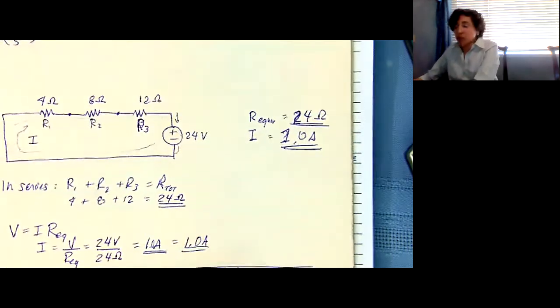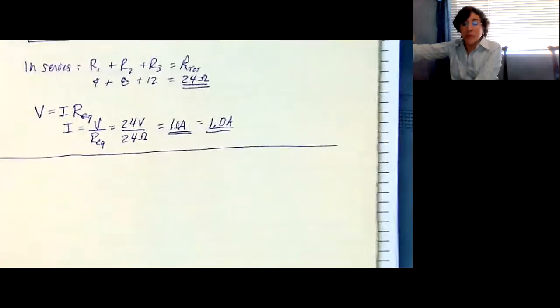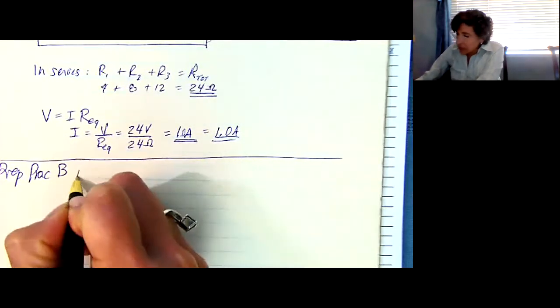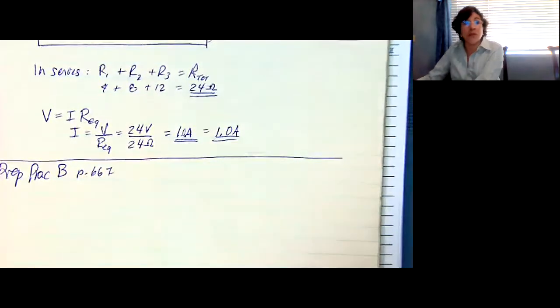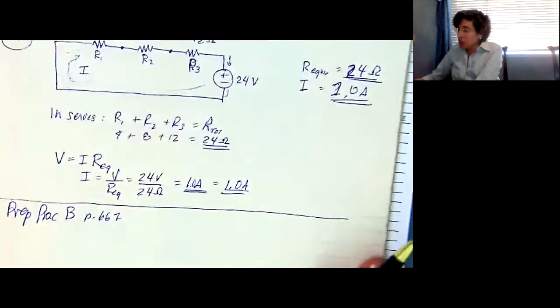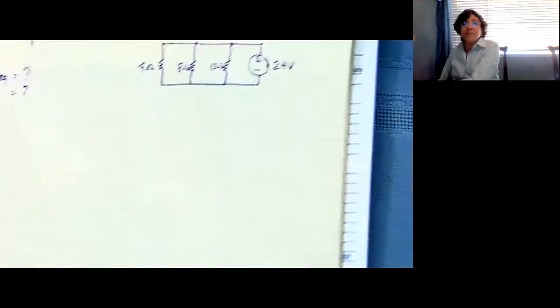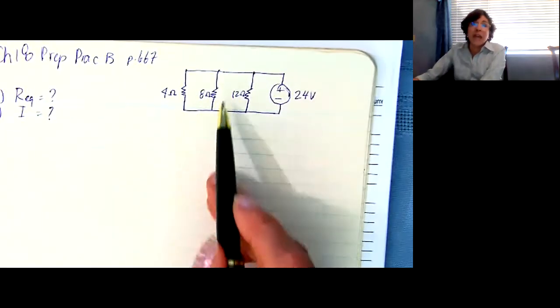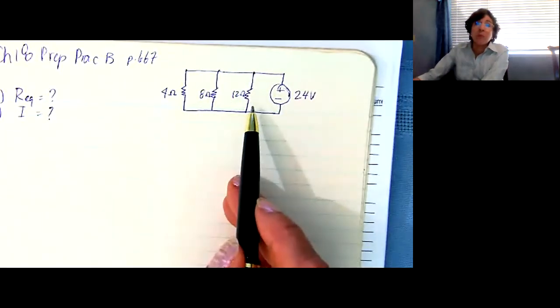So we're going to draw a picture. Now we're on prep for practice B, and I believe it's the same page, page 667. So we've got 4 ohms, 8 ohms, and 12 ohms, but this time they're in parallel. Oh, I think I drew this picture already. I did. Here we go. I drew 4 ohms, 8 ohms, and 12 ohms all in parallel.